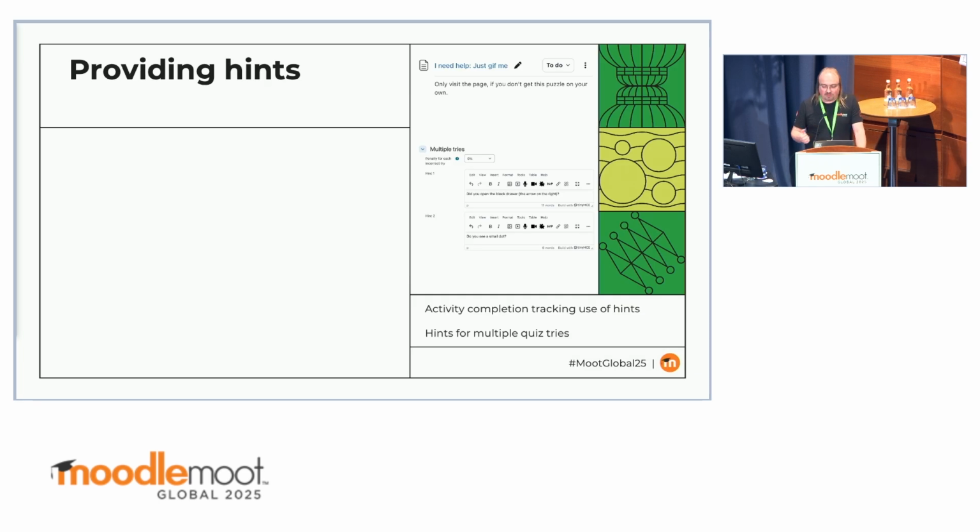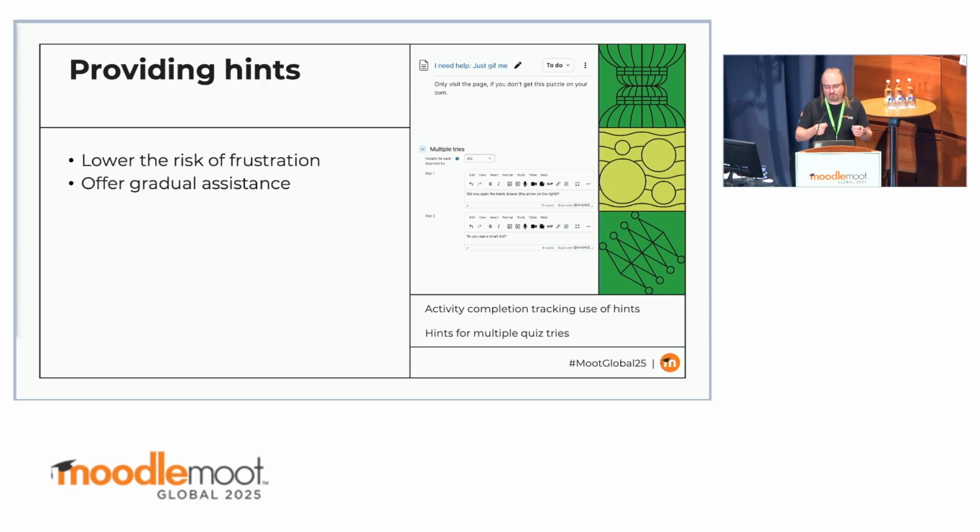But it can happen that your participants just don't get your brilliant puzzles. It happens to me sometimes. You see her smiling in the first row. Maybe they're too hard or too mysterious or something like that. And so you have to provide some hints sometimes. Just to lower the risk of frustration, you can offer gradual assistance: a simple hint first and a more straightforward hint for the second level.